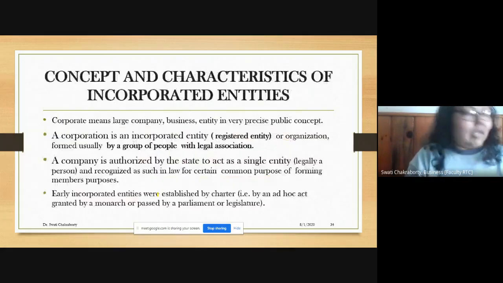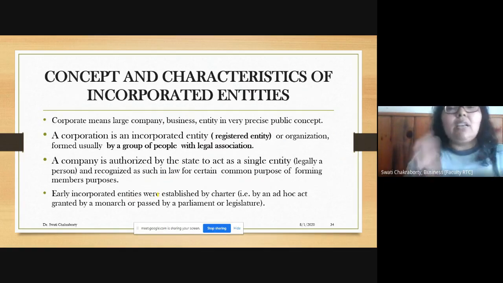Next comes the concept and characteristics of incorporated entities. Incorporated entities are where we are talking of corporations. So what is it?